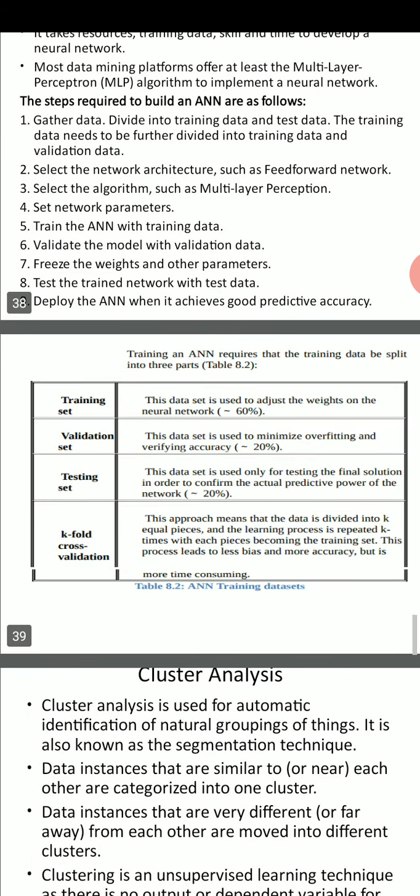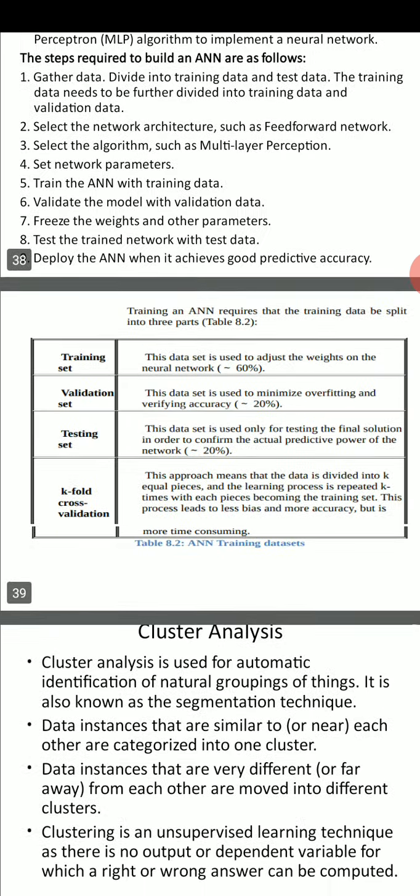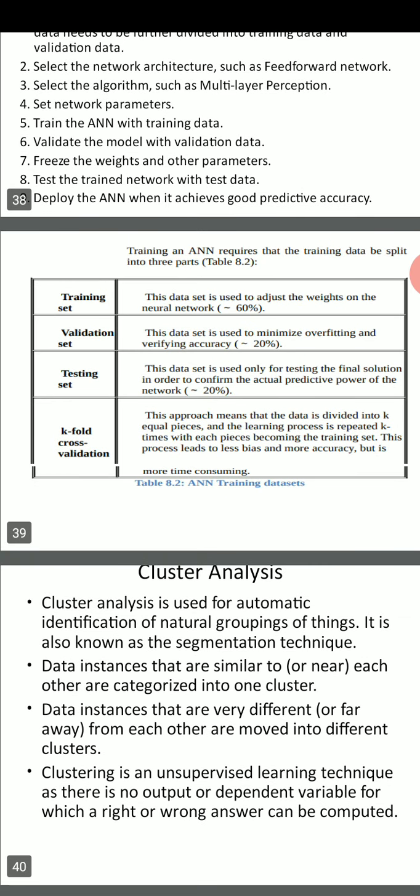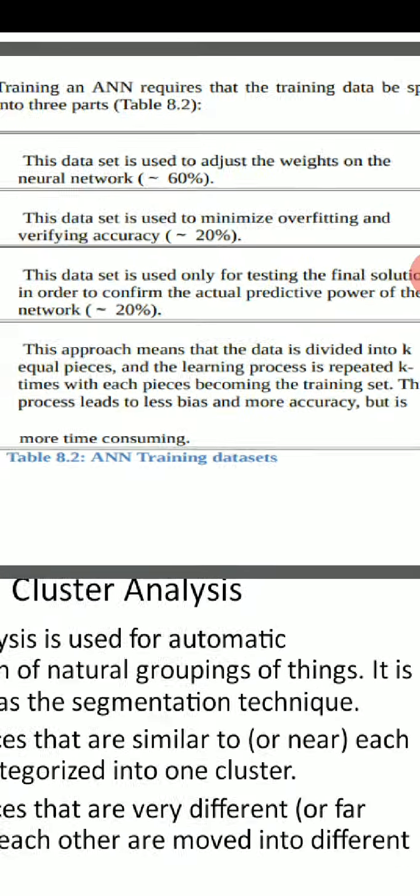Set the network parameters. Next, the fifth step is to train the artificial neural network with training data. Validate the model with validation data, freeze the weights and other parameters, and test the trained network with test data.